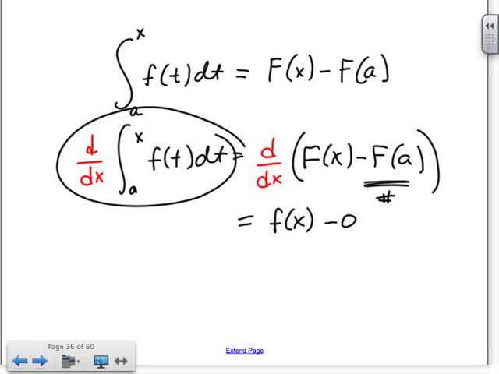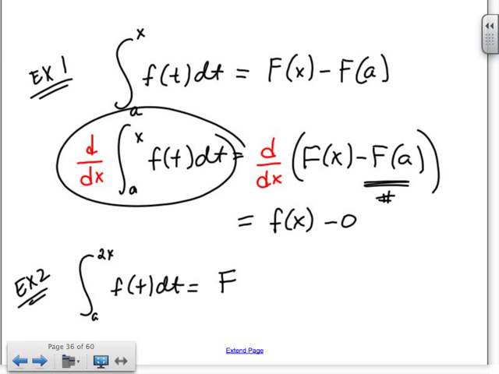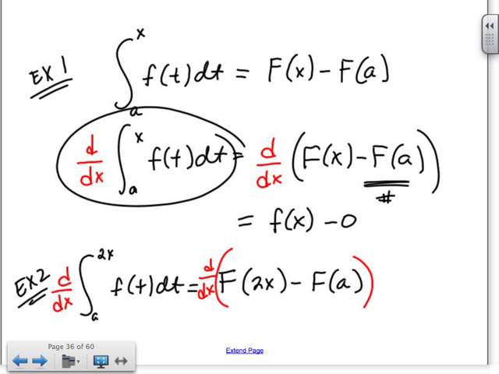Okay, now this is going to get harder. Let me show you something else. What if I had the integral from a to 2x of f of t dt? So this is example 1. This is example 2. That would end up being capital F of 2x minus capital F of a, right? Now what happens when you take the derivative? No, you do get your little f of 2x times 2. Thank you. Who said that? Good job, Rachel. What did you just do? Chain rule.